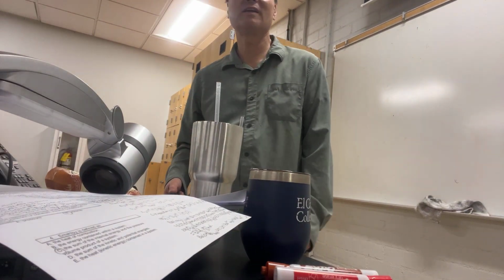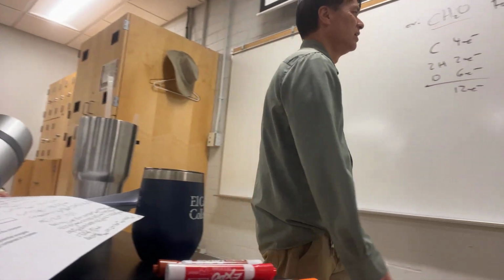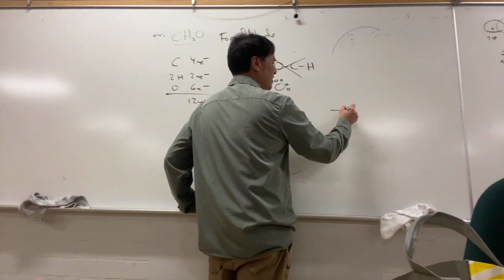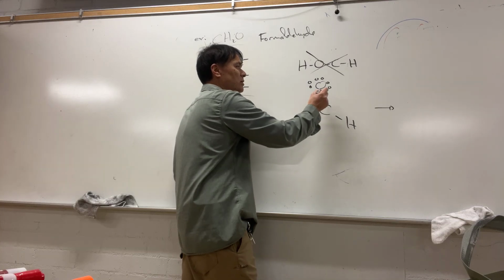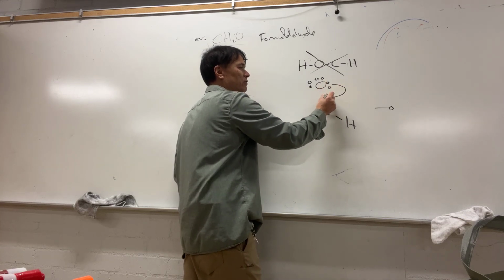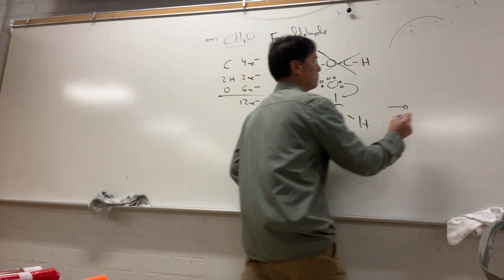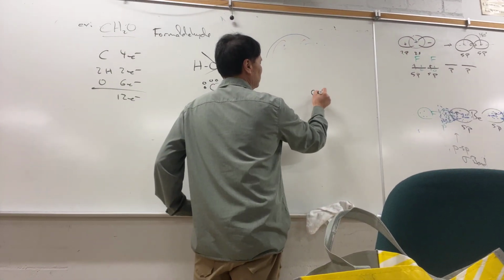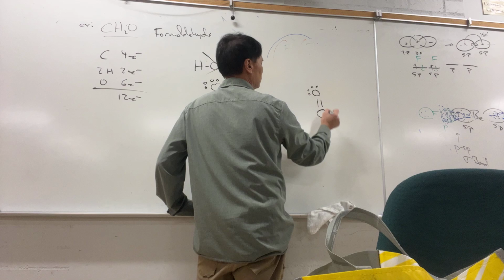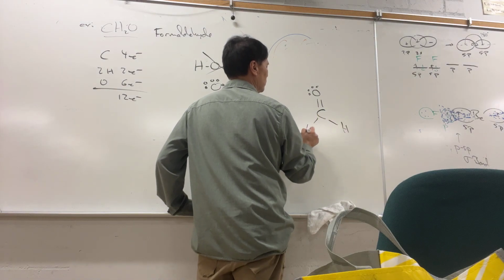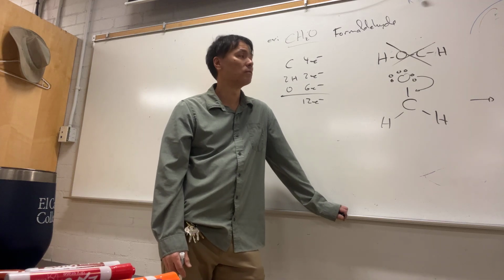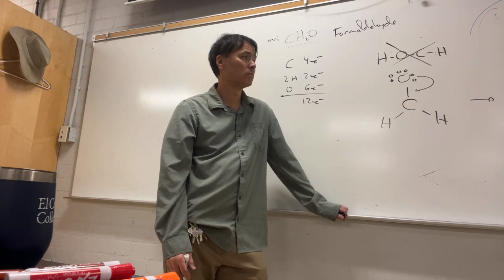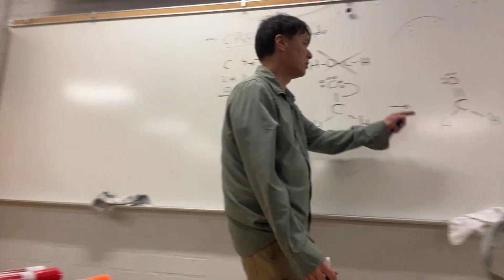How does this structure look? Well, as far as octets go, this is good. Hydrogen doesn't get an octet, though. It never does. It gets a duet. And so this is good. What are the formal charges? All the formal charges are 0. So this is a good structure.